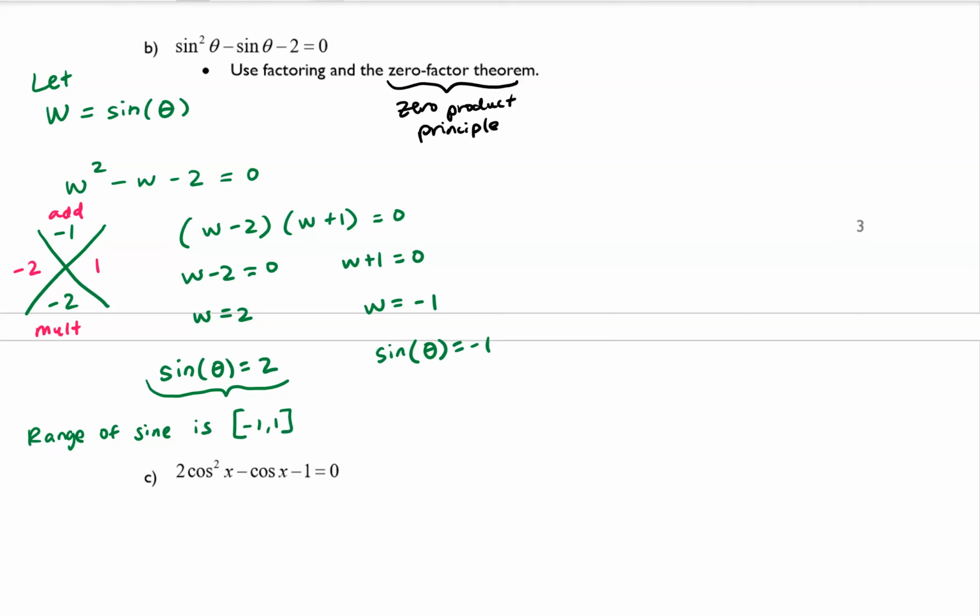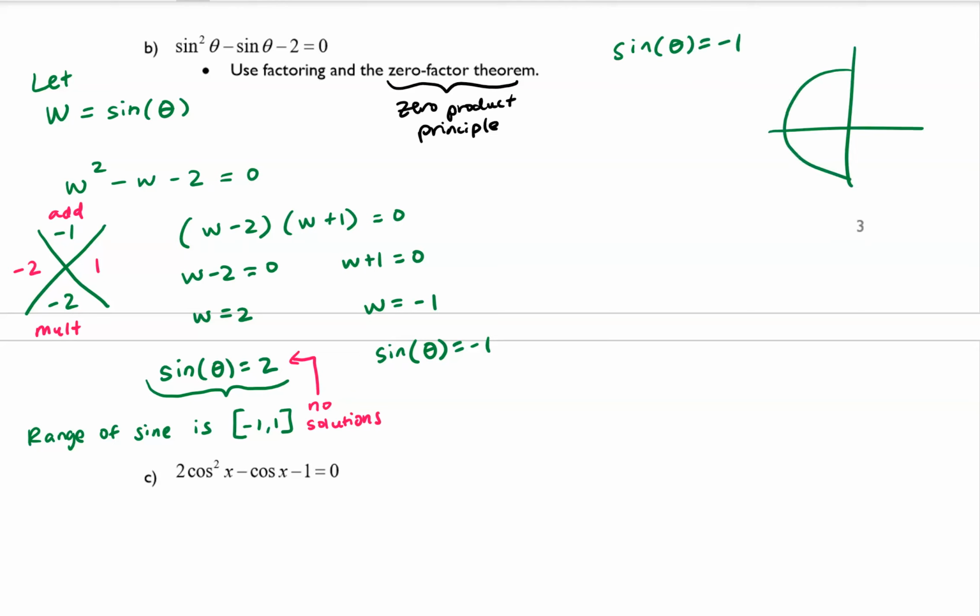Therefore, this particular equation has no solutions. So let's move on to solving the other equation, which is sine of theta is equal to -1.